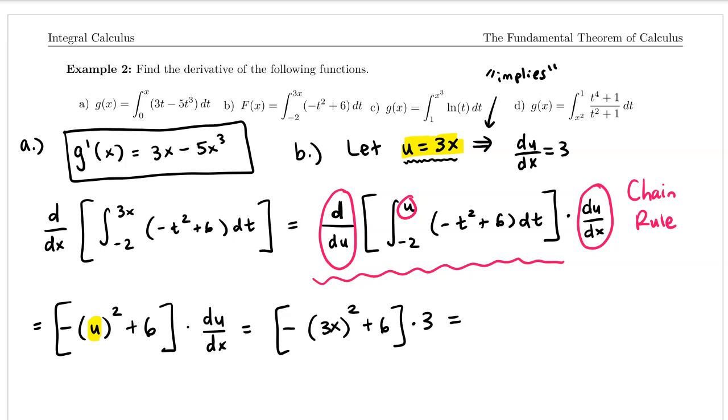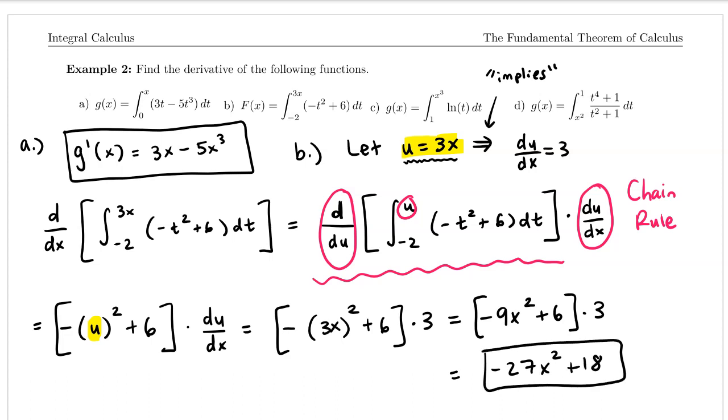And if I wanted to simplify that a bit, if I squared 3x, that would give me 9x squared. And I'm multiplying that by negative 1. And then we can distribute the 3 in. If we did that, we'd get negative 27x squared plus 18. And this represents our final answer.